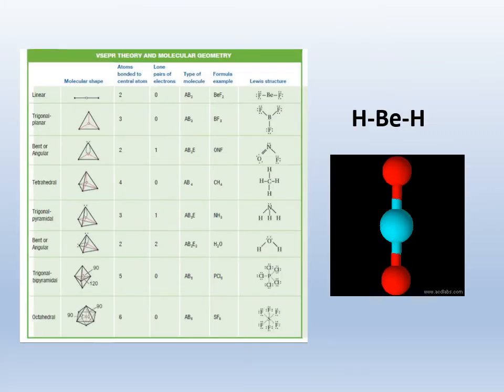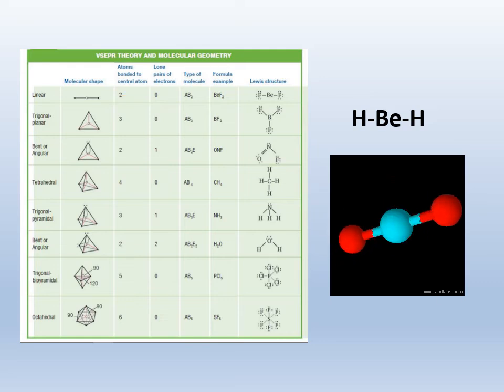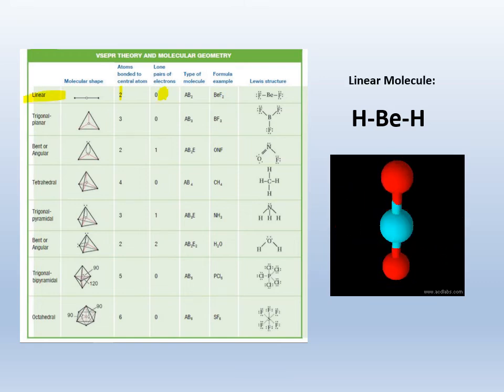Okay, so BeH2, we've already talked about it. It has two atoms attached to the center and 0 lone pairs. So it is a 2-0. This Lewis structure is linear, and they're 180 degrees apart. The little GIF right there shows it moving, but they are as far apart as they could possibly be.